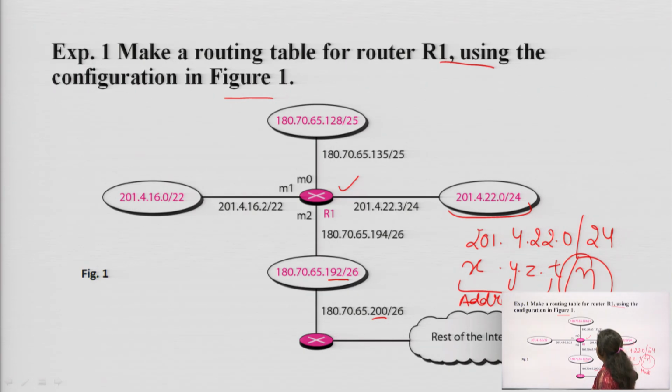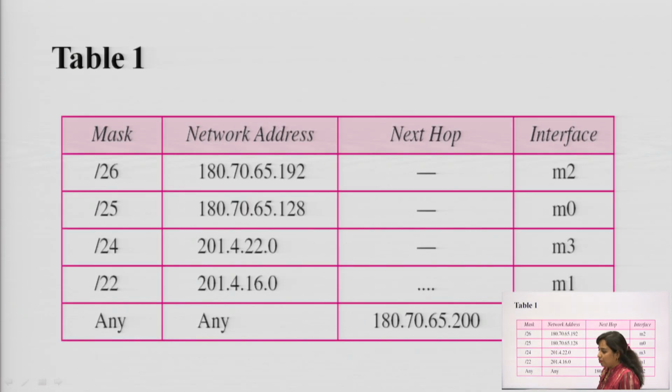So, I have to create a routing table using this data. We will see how the routing table will be maintained. As you can see, these are the different masks which are used over here, that is /26, /25, /24, then /22. So, these are the different masks that are considered here.